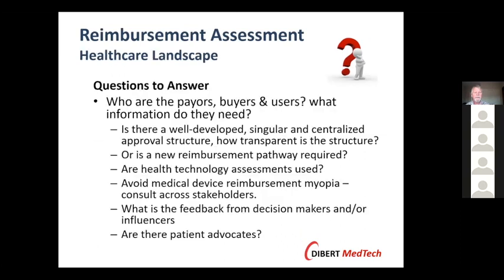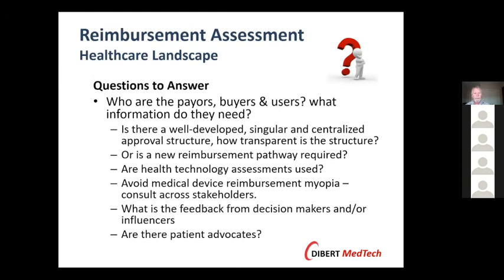So once you've done the device, then you want to look at the healthcare landscape. You want to look at who are the buyers, who are the payers, who are the users, and what information do they need. To do this, you need to go out and ask them. You can't sit back and just say, oh, well, we think this and we think that. No, you need to go speak to these individuals, the payers, the buyers, and the users, to see what their needs are and to get their feedback on your technology as you're bringing it to market, not once you've got it ready for market, because then it's too late.